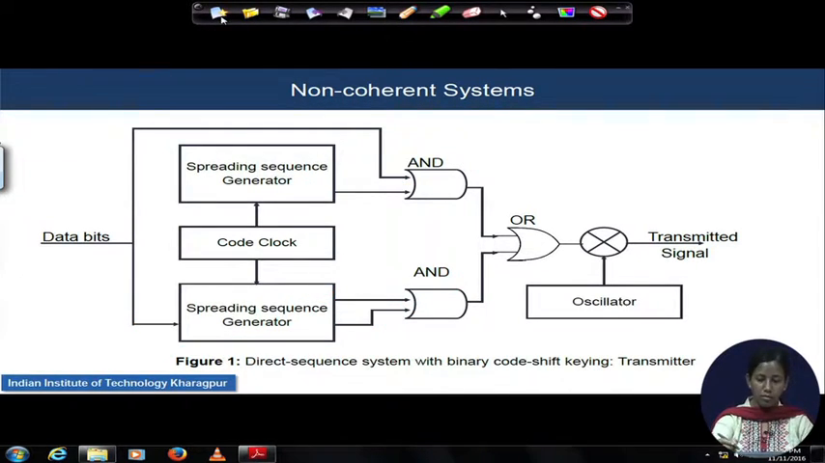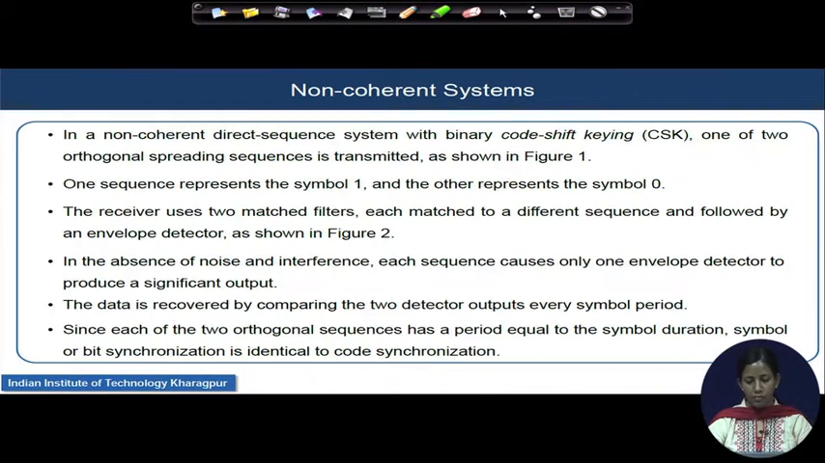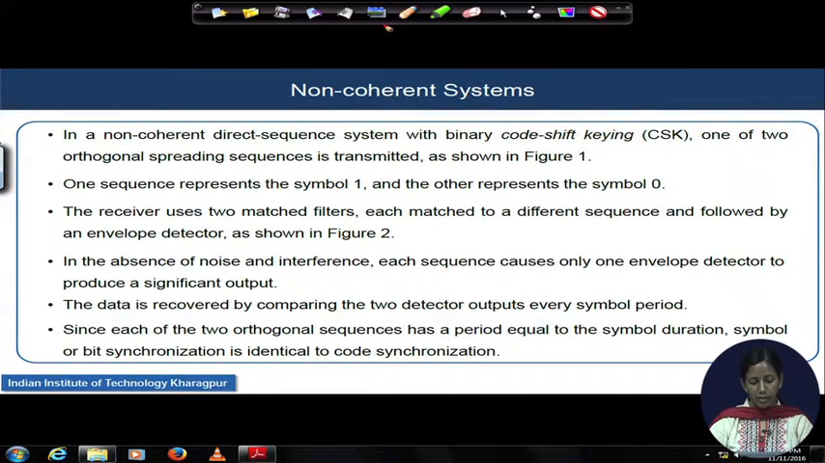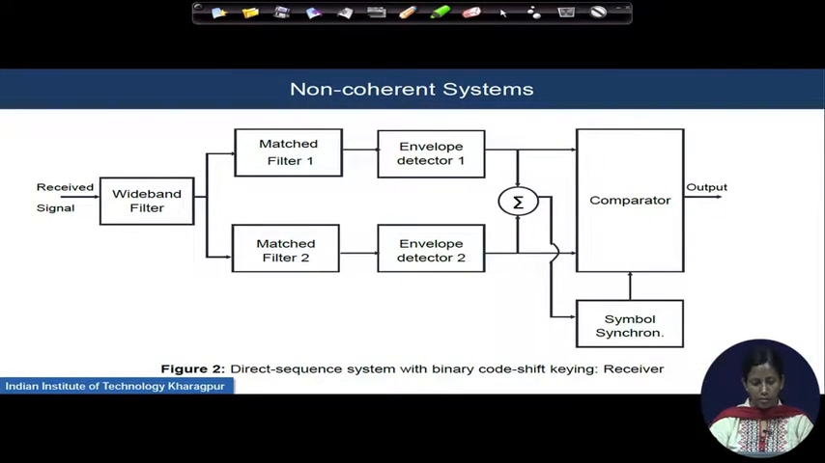Let us see how the receiver looks. The CSK, some few more pieces of information are left with respect to the transmitter figure. Remember that in the absence of noise and interference, each sequence will cause only one envelope detector output. In figure 2, let us go forward and come back, because otherwise it will be hard to understand some more points explained in this slide. So, let us understand the receiver structure. I will come back to the previous slide.